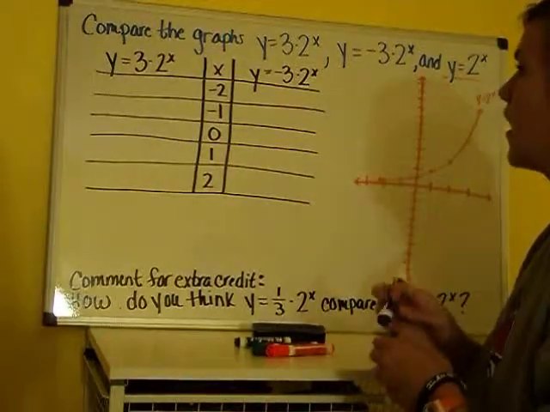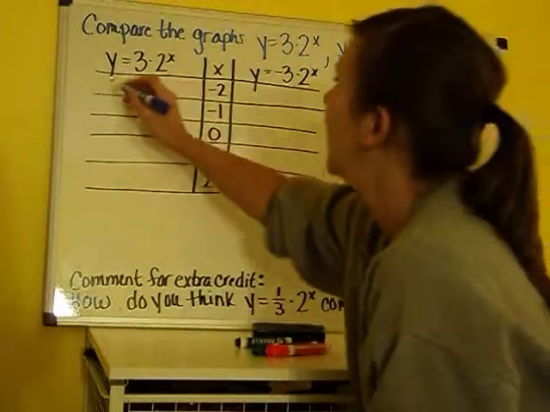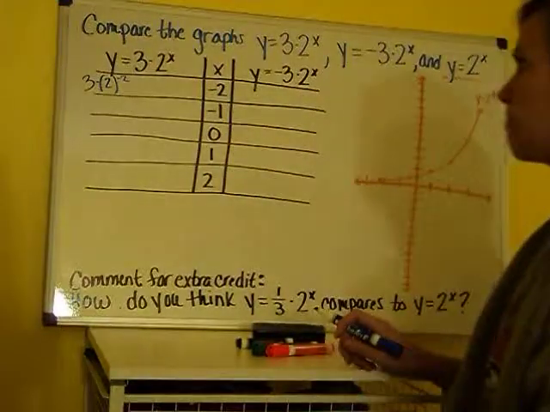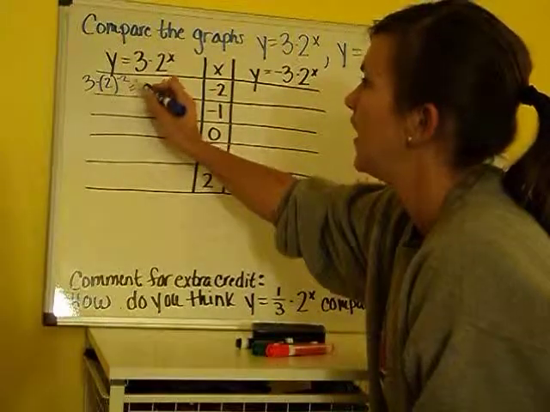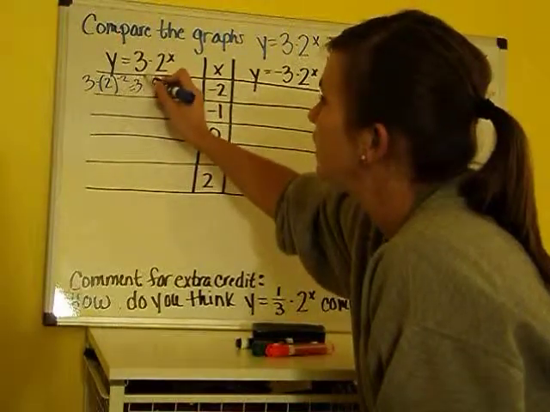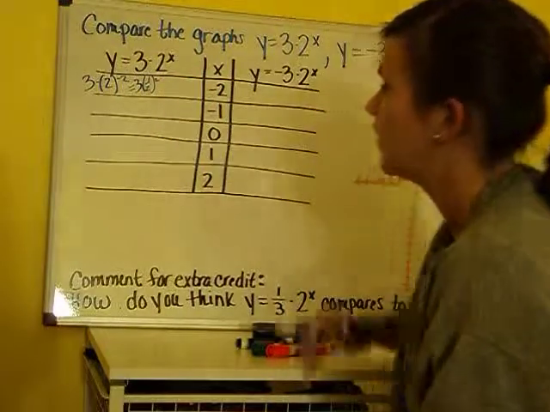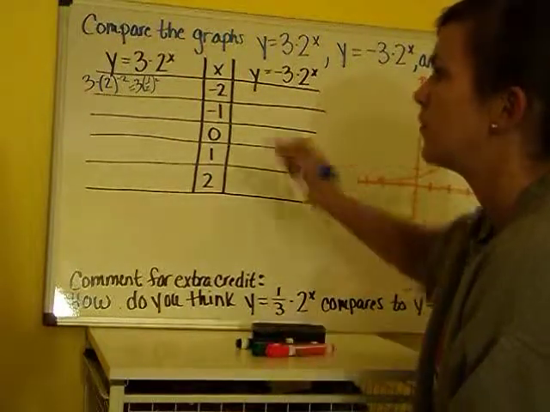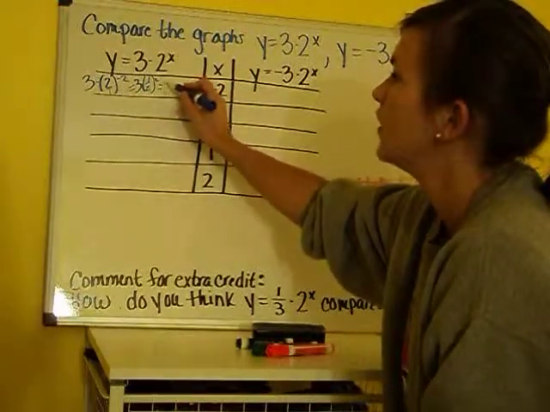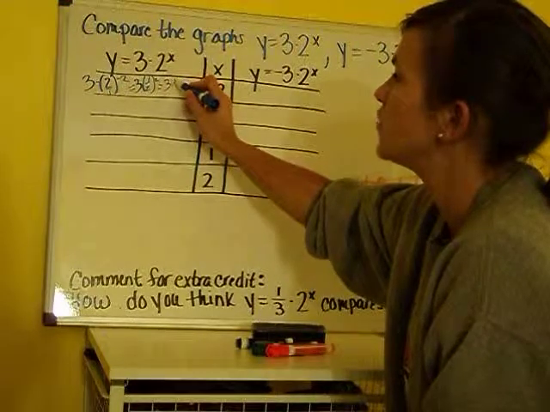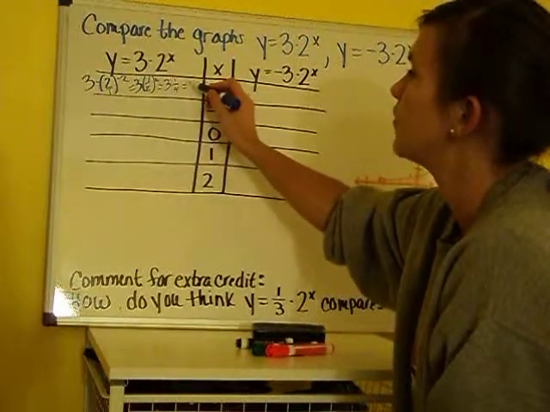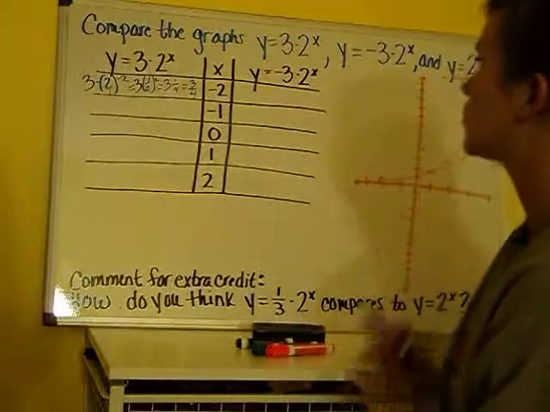Here, if we put negative 2 in, we're going to have 3 times 2 to the negative 2 power. That means we're going to take a reciprocal of the 2, which means that we're going to have 3 times 1/2 squared. The reciprocal of 2 over 1 is 1/2. 1/2 squared is going to be 3 times 1 squared is 1, 2 squared is 4. And 3 times 1/4 is 3/4.